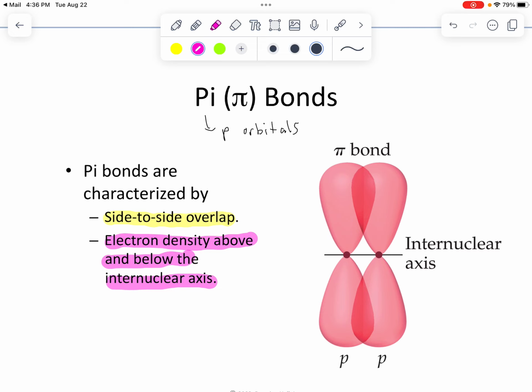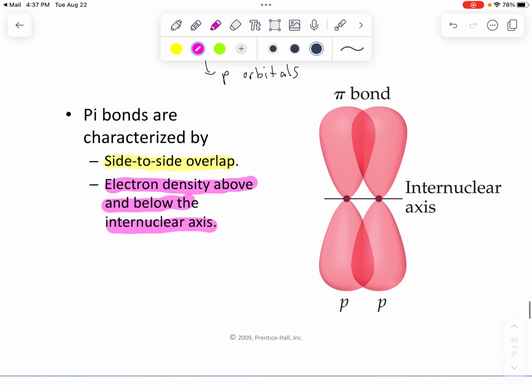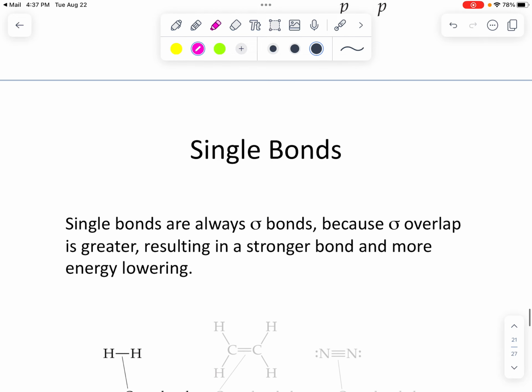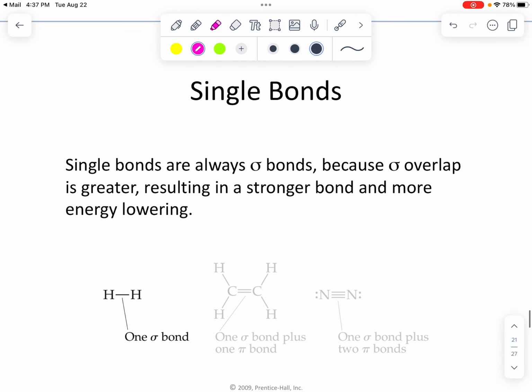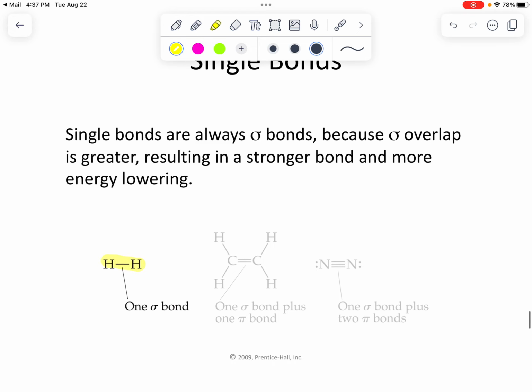So if there are additional connections between atoms, any additional connection is going to be classified as a pi bond, and it will occur through p orbital overlap. Like I said, I think that'll make more sense when we look at a picture. So single bond's pretty clear, right? If we just make H2, there's one connection between the atoms, and that's it.